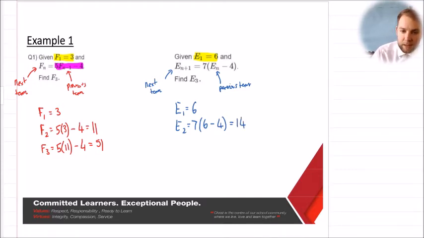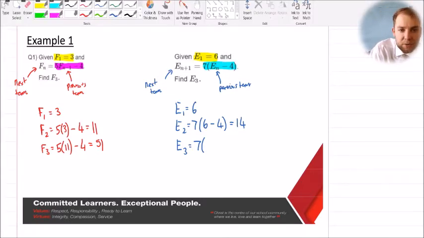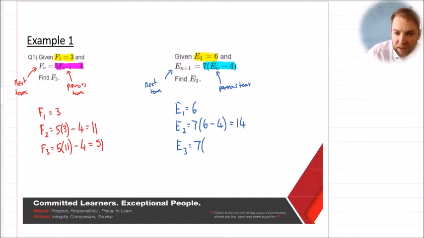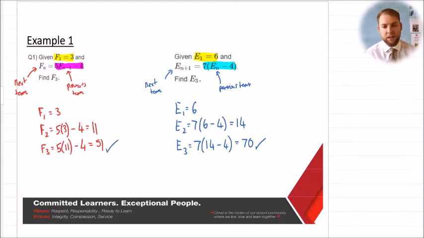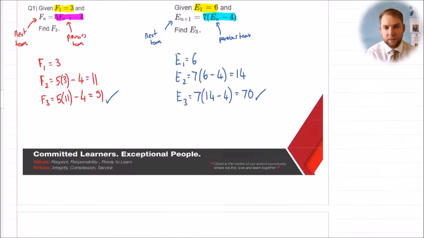Brilliant. And then to work out e3, which is what it's asking for, it's equal to 7 times my... Now, remember, all of this is coming from this formula here. Okay, 7 times my previous term minus 4. So 7 times 14 minus 4. So then I've got to do 14 minus 4, which is 10, times 7 is equal to 70. So there's that one, and there's that one there. Okay, let's just check those answers. Brilliant.